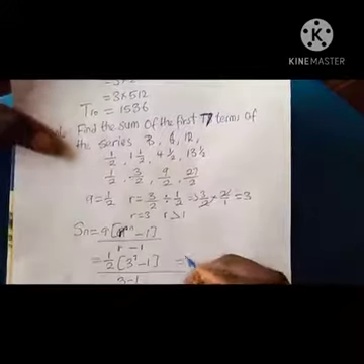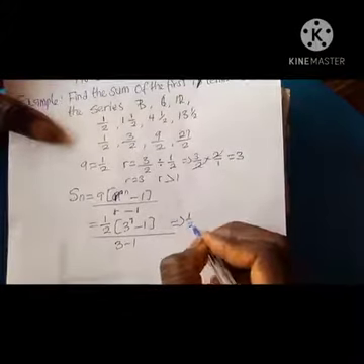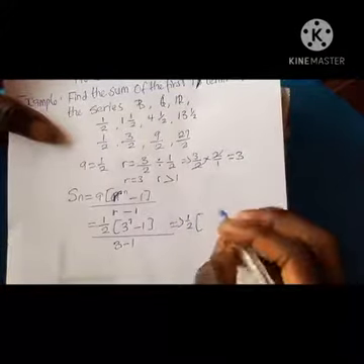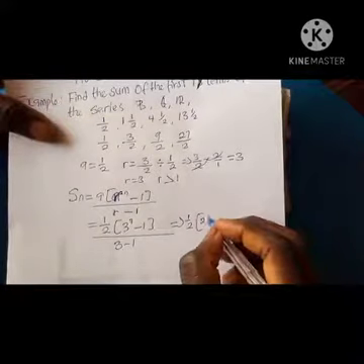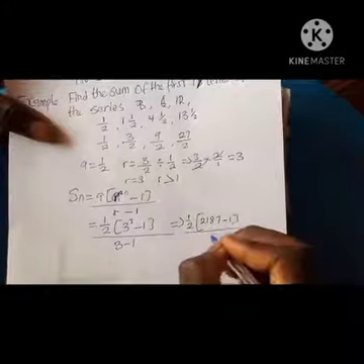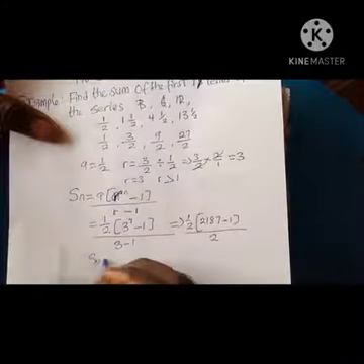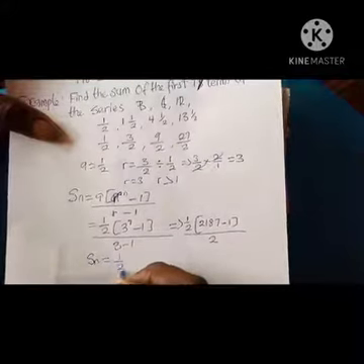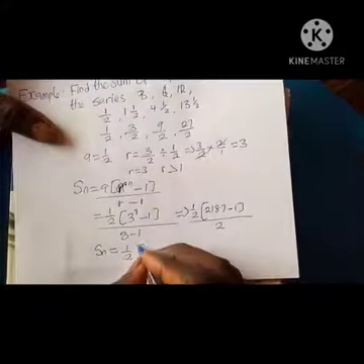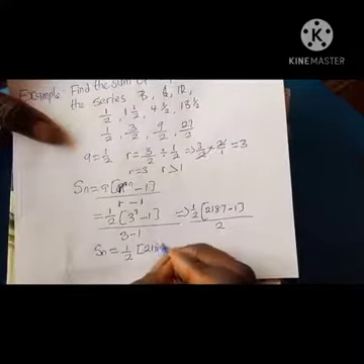So this will imply we have 1 over 2 into bracket. When you do 3 raised to the power of 7, we are going to have 2187, then minus 1, all over 3 minus 1. Now, from this place, your Sn is going to be 1 over 2 into bracket 2186.